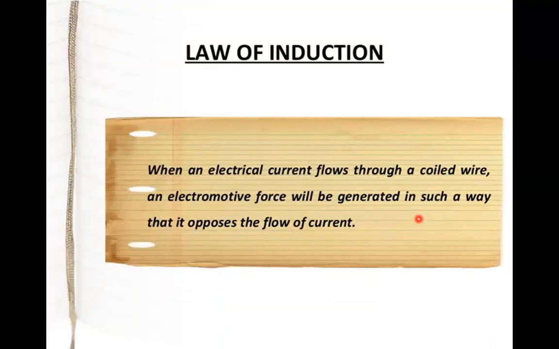What are the laws of induction? When an electrical current flows through a coil of wire, an electromotive force will be generated in such a way that it opposes the flow of current. If you understand Maxwell's relation between electricity and magnetism, any current carrying conductor will have a varying magnetic field surrounding it.